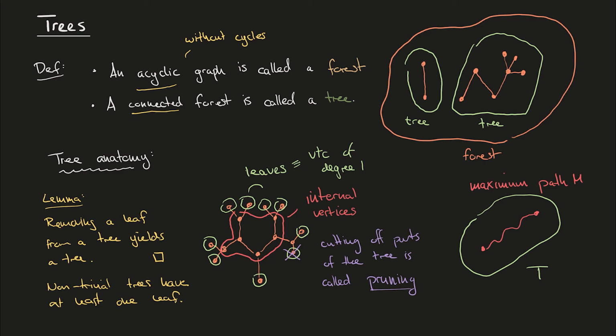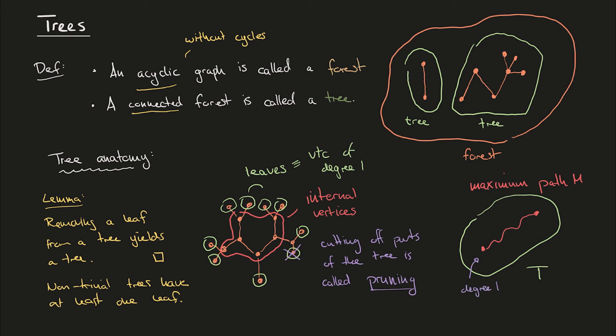Now in the case where T only has one vertex, this maximum path would be the trivial path, which just goes from the vertex to itself, so has length 0. However, if T has at least 2 vertices, then T has to contain an edge because it's connected, and so the maximum path will have length at least 1. In any case, I claim that the end of this path has degree 1.